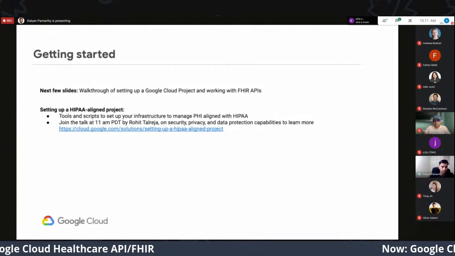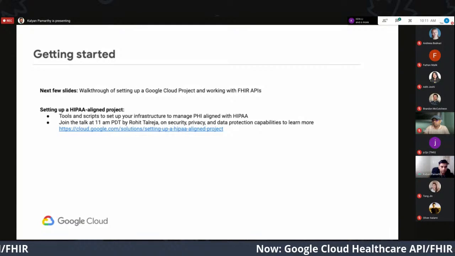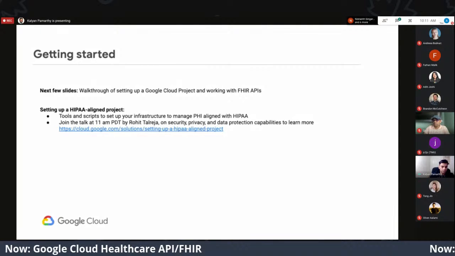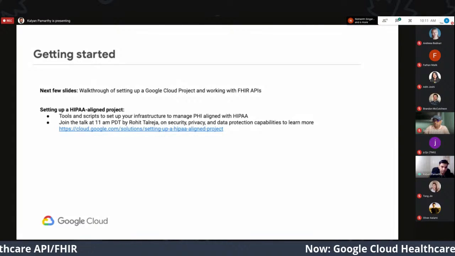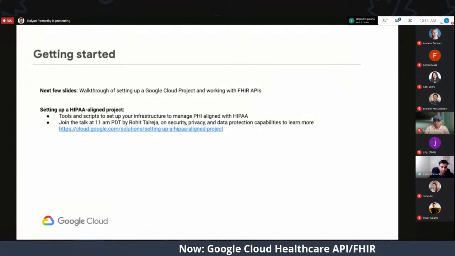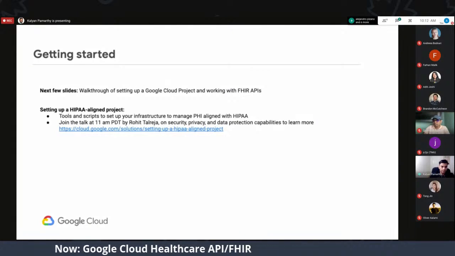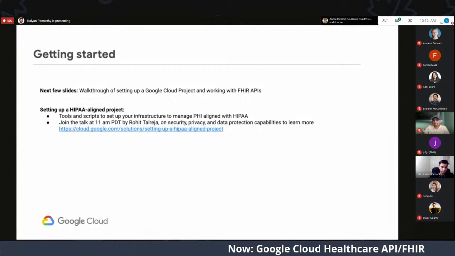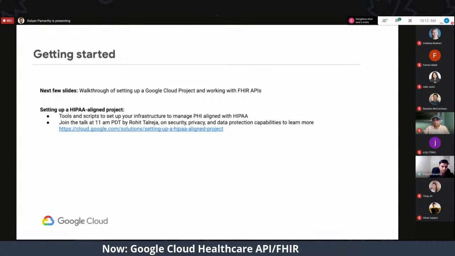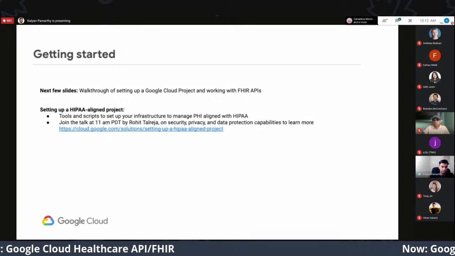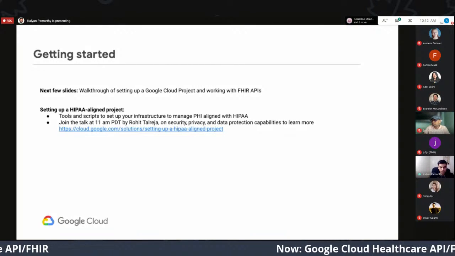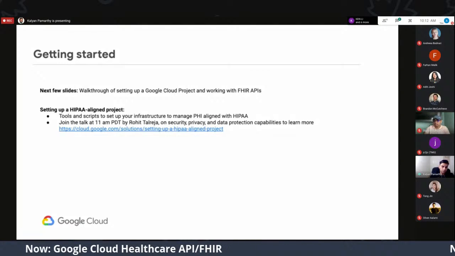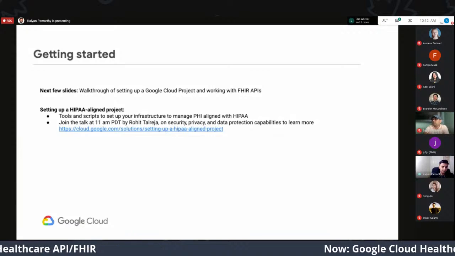I'm going to show it for a simple use case. We've got lots of tooling to help organizations set up the Google Cloud infrastructure, keeping privacy, security, and HIPAA in mind. Like I said before, Rohit is going to join at 11 o'clock Pacific to talk about all the tooling and our data protection toolkit. So if you were building this as an organization outside of this weekend, or if you want to put PHI information on Google Cloud and use the HealthKit APIs, we have a lot of tools and documentation to help you with it. So make sure you tune into the session by Rohit at 11 o'clock.